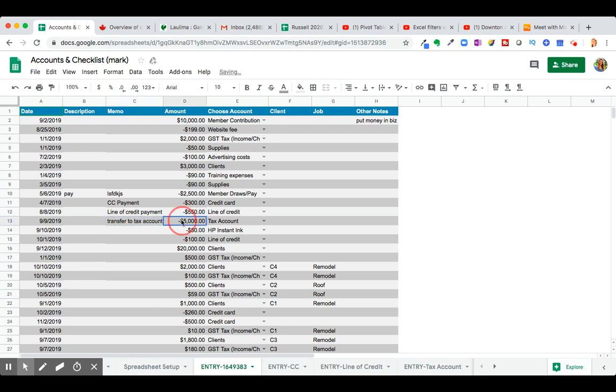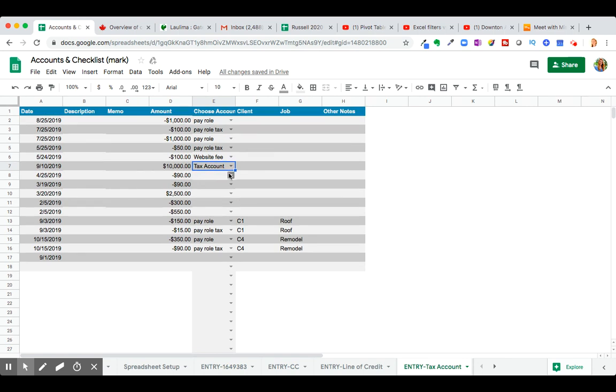And so all you do on these bank pages, for the bank and for the tax account, when money goes out, you just enter a negative amount. When money comes in, you enter a positive amount. So when you transfer money out of your main bank account, you're going to make it negative, and you'll just select the tax account here. Then you'll go over to your tax account, enter the amount that came in, and select tax account.